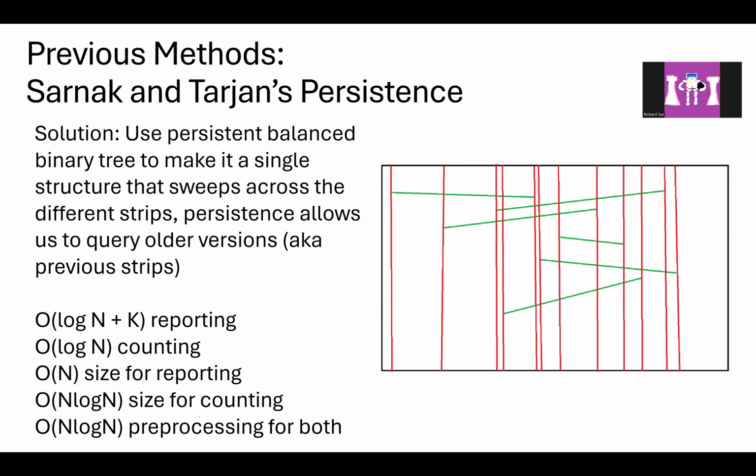The only different bound from my method is that they have O(n) size rather than n log n size for reporting, but for counting queries, all the bounds are exactly the same as mine. So my algorithm is tied with this algorithm, and I think these two are the best known for the counting problem.